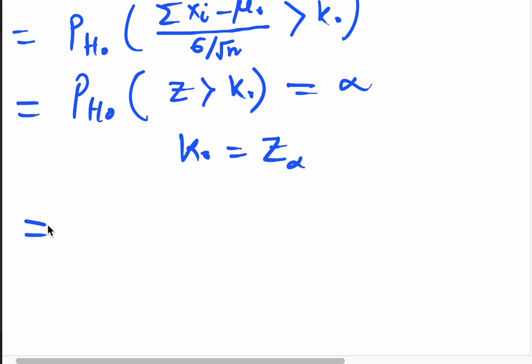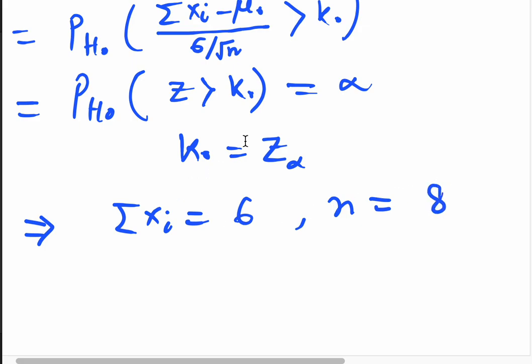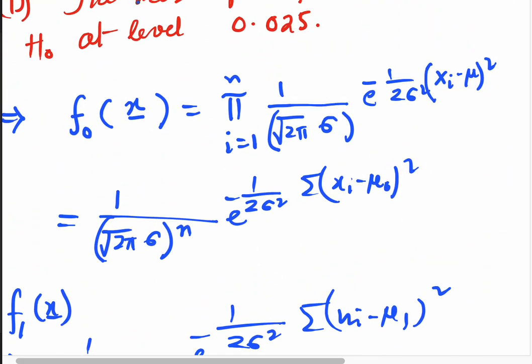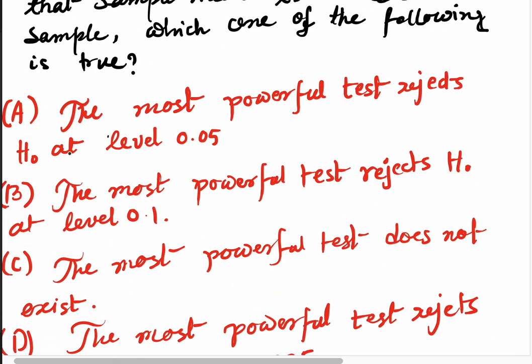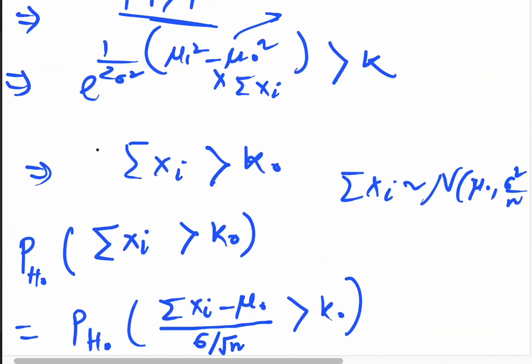We know that sum of xi is 6 and n is 8. So then let's check option 1, that the most powerful test rejects H0 at level 0.05.